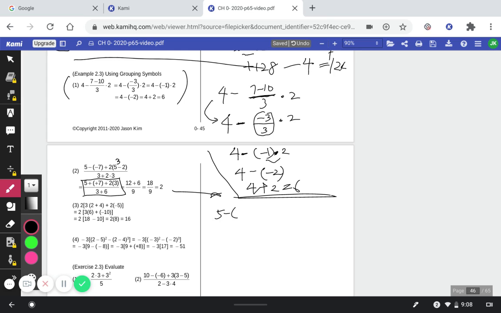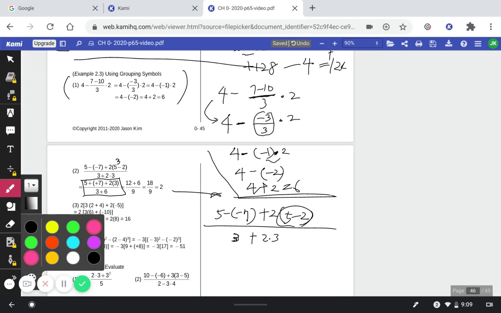5 minus negative 7 plus 2 times 5 minus 2. Divide the whole thing by 3 plus 2 times 3. So which one do you do first? This one. What is 5 minus 2? 3. What do you do next? Because you have parentheses, you have to simplify this next. So if you do keep change, that becomes 5 plus 7.